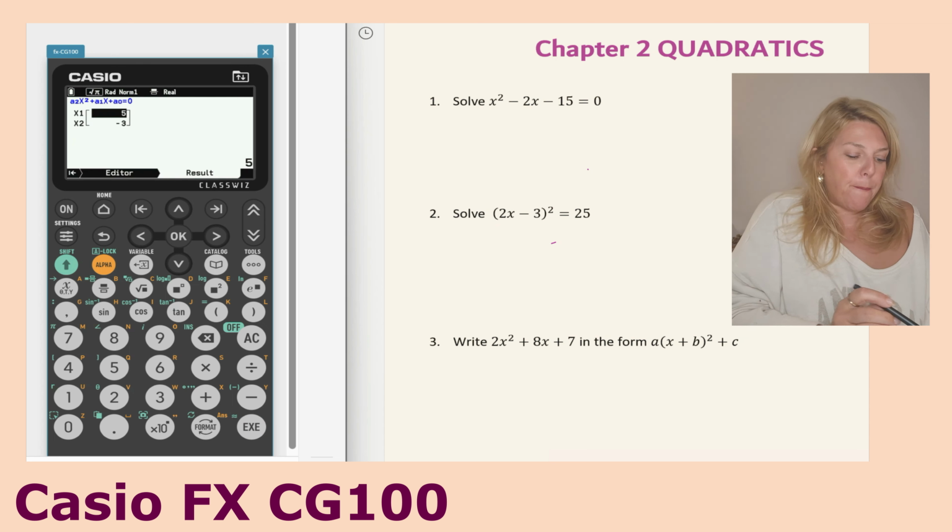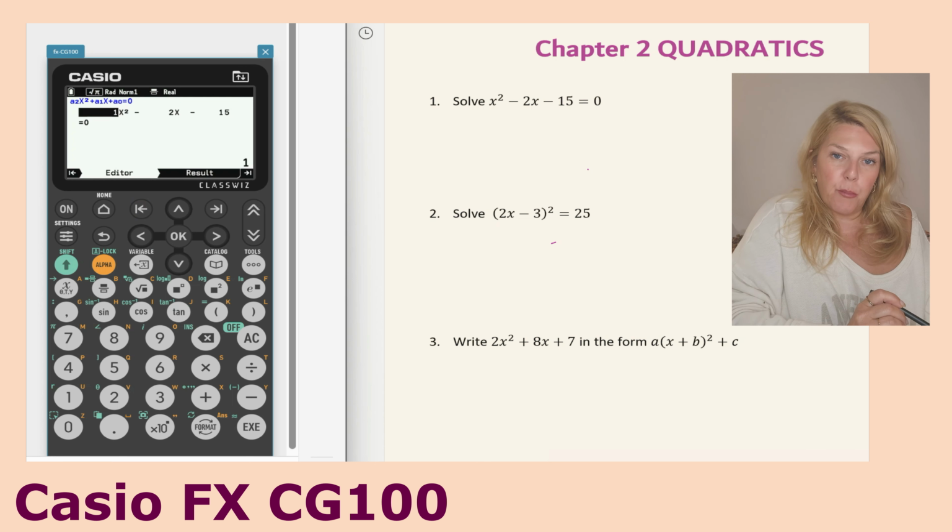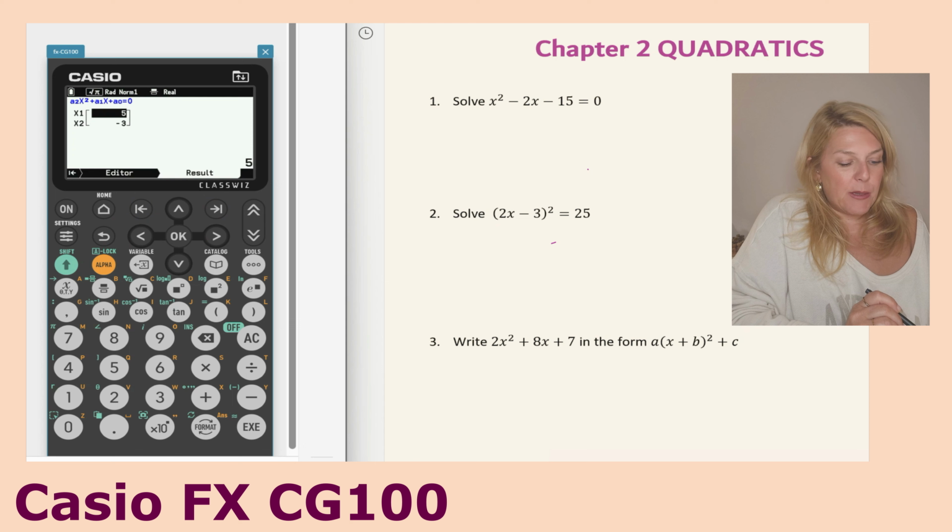If you notice along the bottom of the screen, you have editor and result. You can use these tab buttons that I've talked about previously to move between those two. If I press the left tab, I go back to the polynomial, and then the right tab takes me back to the result. Okay, so that's that.